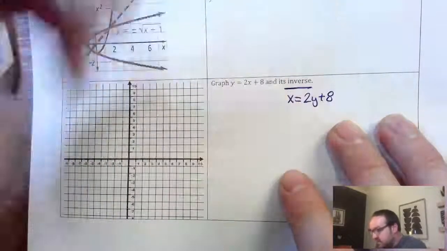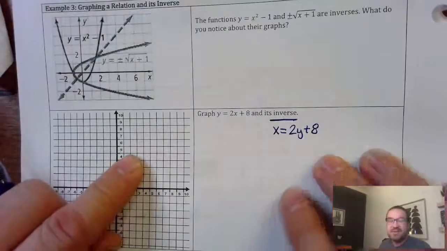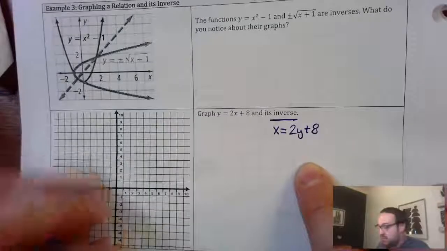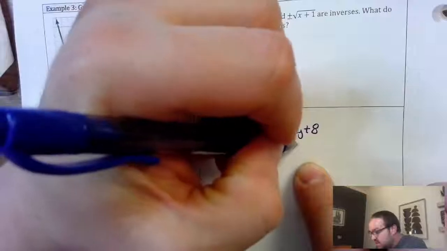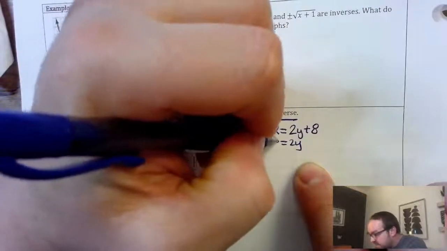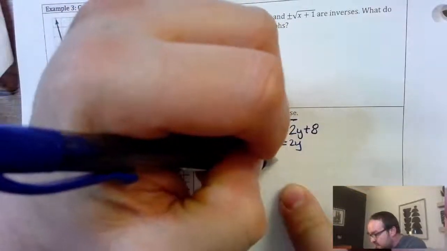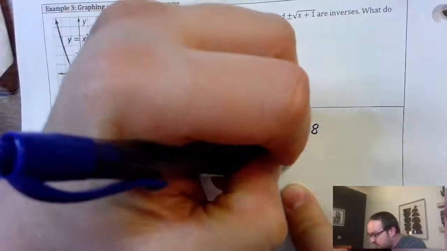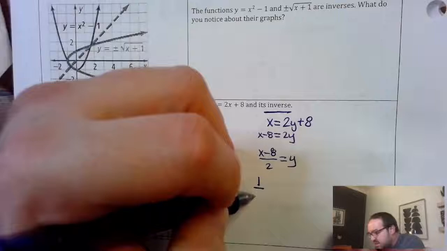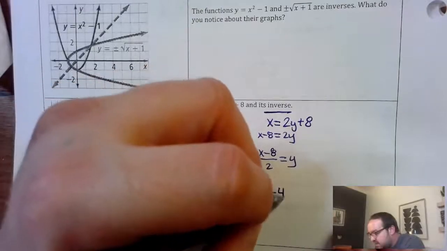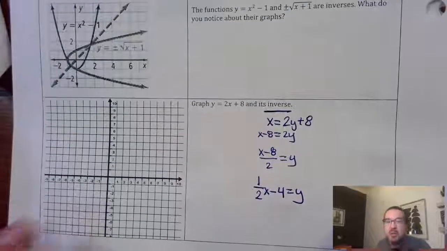Right? And one of the nice things here is we've actually already done this problem just above, and I'm going to continue to get y by itself here. And so (x minus 8) over 2 equals y. I'm going to say it's 1/2 of an x minus 4 equals y. I'm going to choose to write that for a reason here.